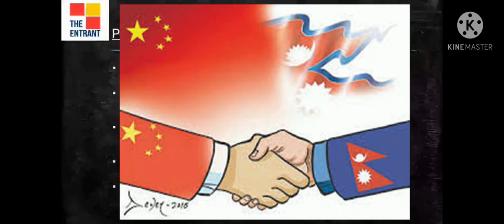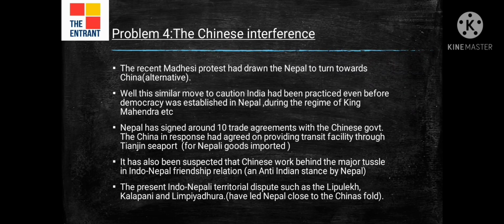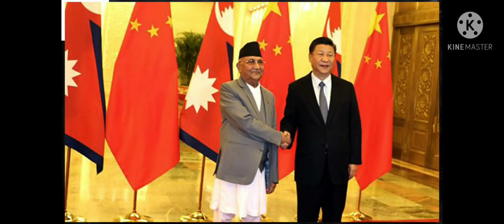Now, coming to the last point, that is the problem of Chinese interference. The recent Madhesi protests had drawn Nepal towards China, which is an alternative. Well, this similar move was to caution India and had been practiced even before democracy was established in Nepal. During the regime of King Mahendra, etc., Nepal signed around 10 trade agreements with the Chinese government. China in response agreed on providing transit facility through Tianjin seaport for Nepal's imported goods.